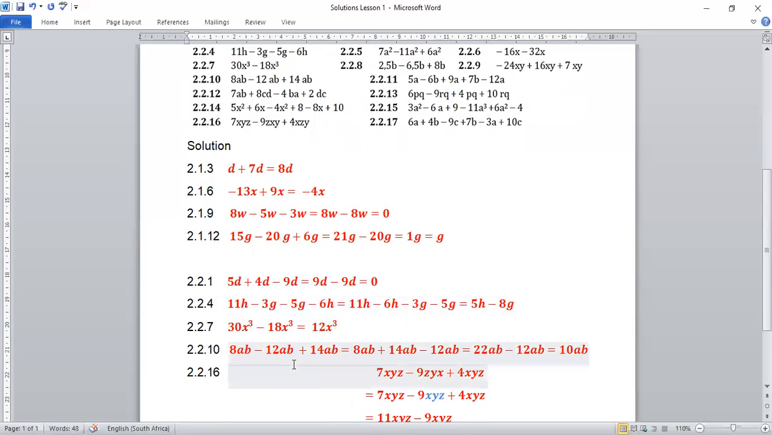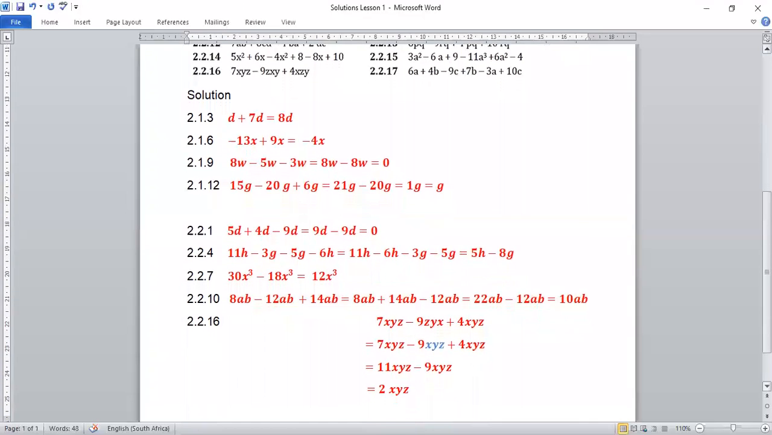2.2.10, you were given 8ab subtract 12ab added to 14ab. Again, you group the positives, 8ab plus 14ab, gives you 22ab. Subtract 12, it's 10ab.